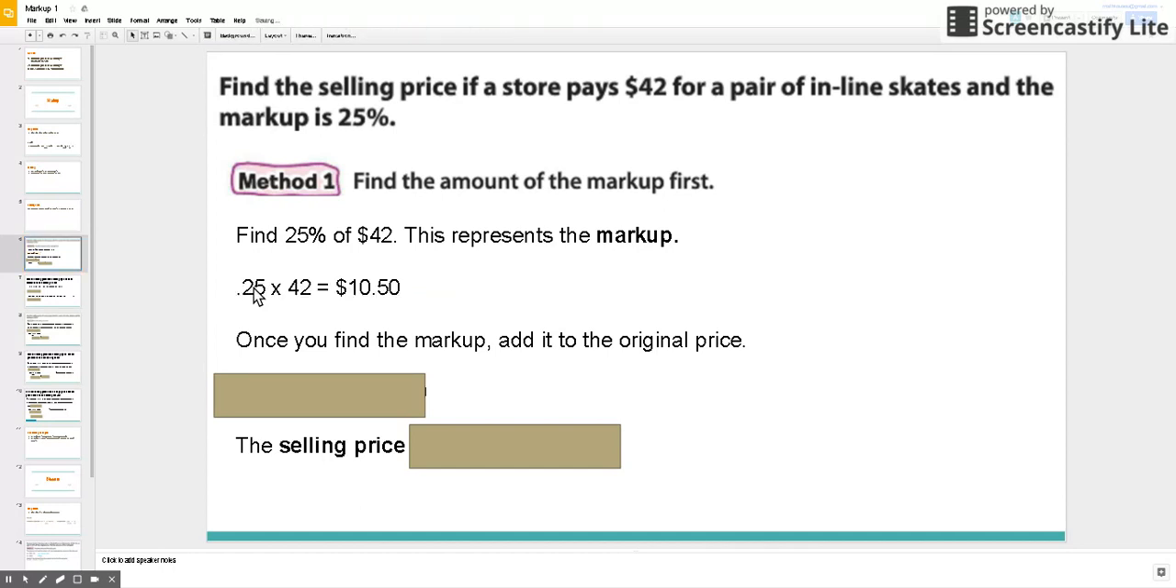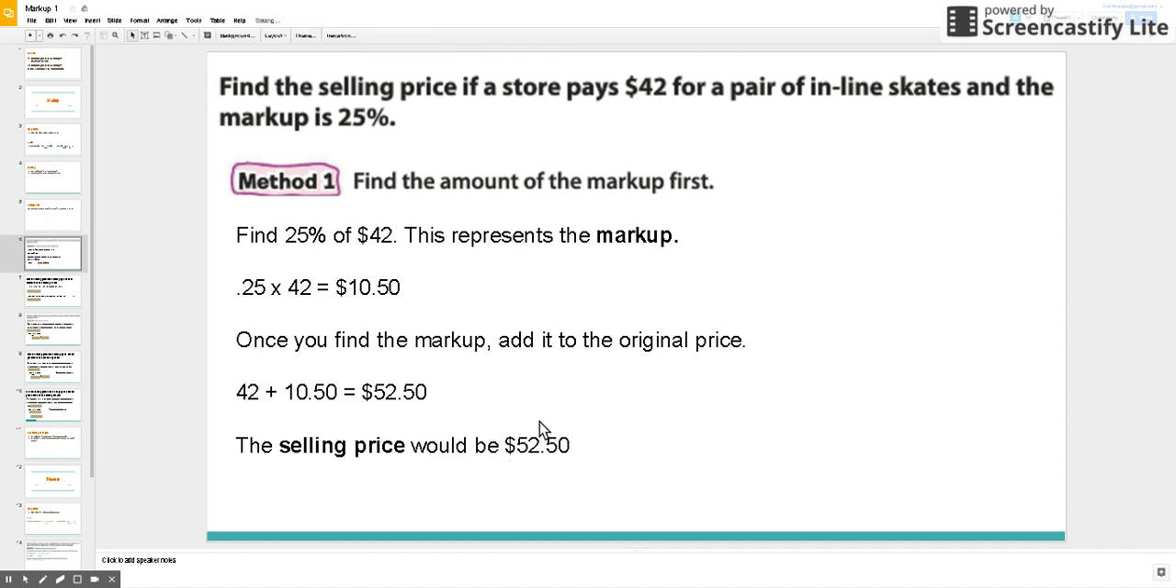You would do 0.25 times 42, or your percent as a decimal times your whole, which is your original price of 42. And you end up getting $10.50. Okay, $10.50 represents your markup. Once you find the markup, you can add it to your original price. So if it originally cost $42 and it's marked up $10.50, you would add 42 plus 10.50 to get 52.50. So even though the store got the inline skates for $42, they are selling it to you as a customer for $52.50.